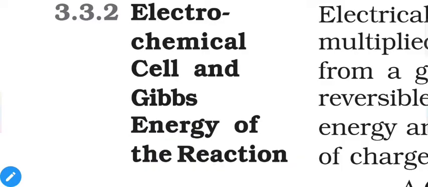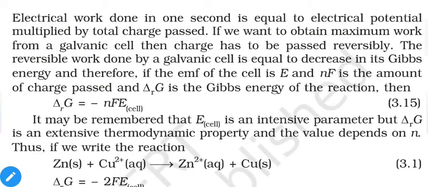So today's point is electrochemical cell and Gibbs energy of the reaction. Electrical work done in 1 second is equal to electrical potential multiplied by total charge passed. If you want to obtain maximum work from a galvanic cell, then charge has to be passed reversibly. The reversible work done by the galvanic cell is equal to the decrease in the Gibbs energy. Therefore, if the EMF of the cell is E and nF is the amount of charge passed, we multiply them, and delta G is the Gibbs energy of the reaction. Then our equation will be delta G = -nFE.